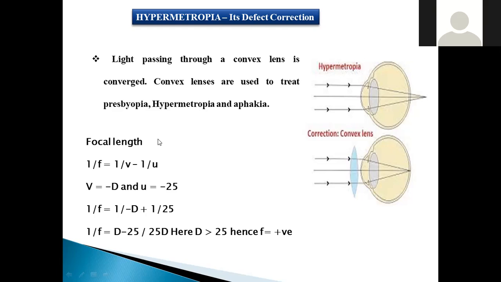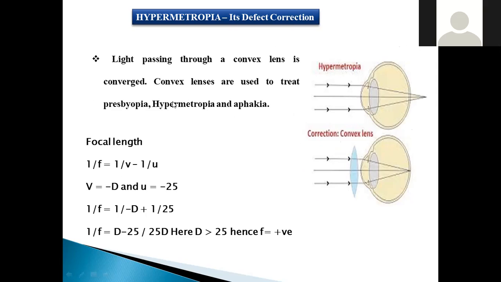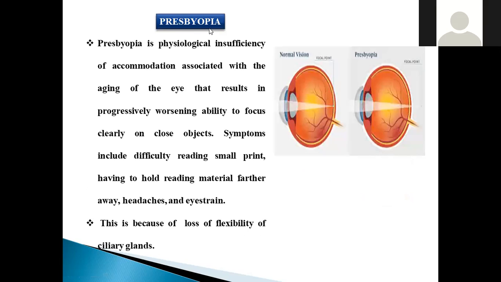Focal length is given as negative for myopia. Focal length is given as positive for hypermetropia patients. So that's why it is called positive sight. Hypermetropia is known as positive sight. And the last kind of defect is known as presbyopia. Okay, the third type of defect is known as presbyopia.